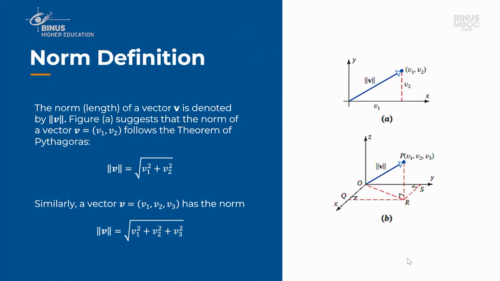Now, we talk about norm definition. The norm or length of a vector v is denoted by like this. Figure A suggests that the norm of a vector v follows the theorem of Pythagoras, where the norm of v equals the square root of v1 squared plus v2 squared. And similarly, a vector v in 3 space also has a norm. The norm of v equals the square root of v1 squared plus v2 squared plus v3 squared.